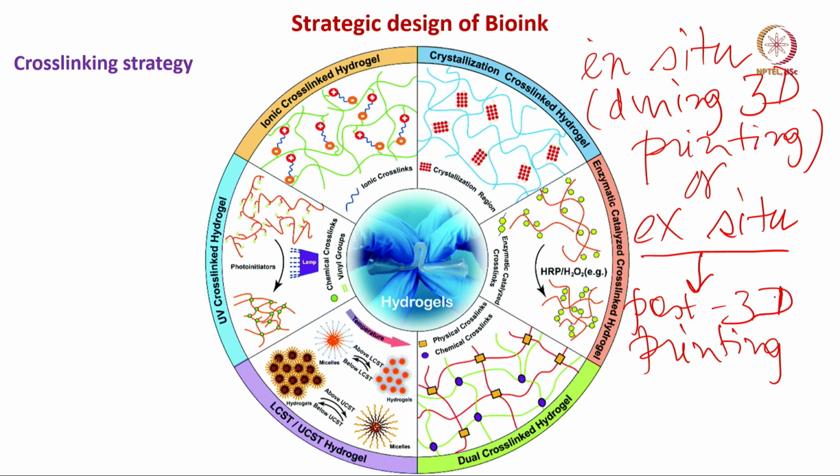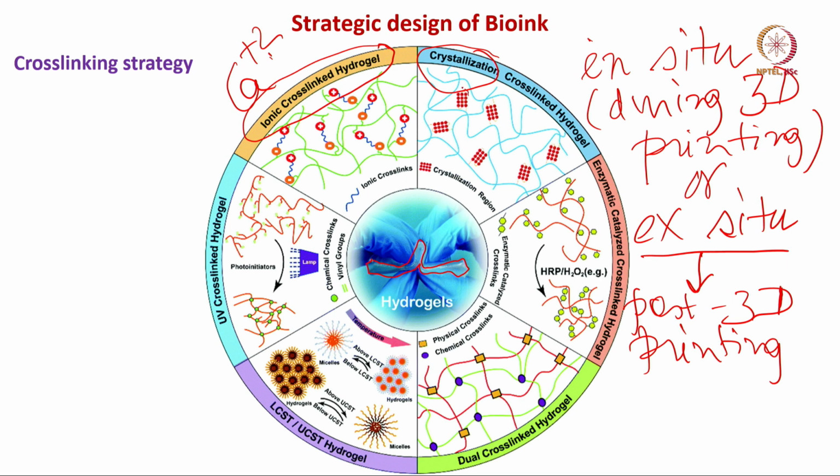Okay. So you have hydrogel scaffolds. You can see how the shape of these hydrogel scaffolds can be deformed and then changed. So there is an ionically cross-linked hydrogel, like calcium chloride, so Ca2+ cations. Then you have crystallization cross-linked hydrogels.